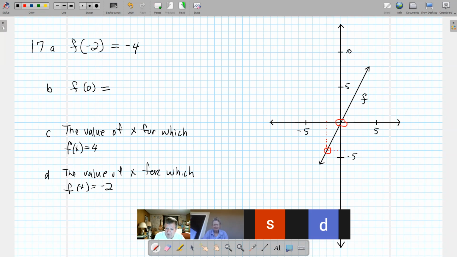What's the corresponding y value? I was going to let you do it, then I couldn't screw it up. It's also 0. Right there, the origin. When x is 0, y is 0. We okay with that?